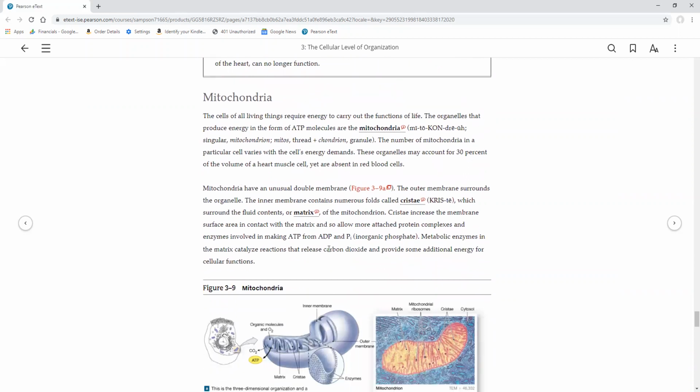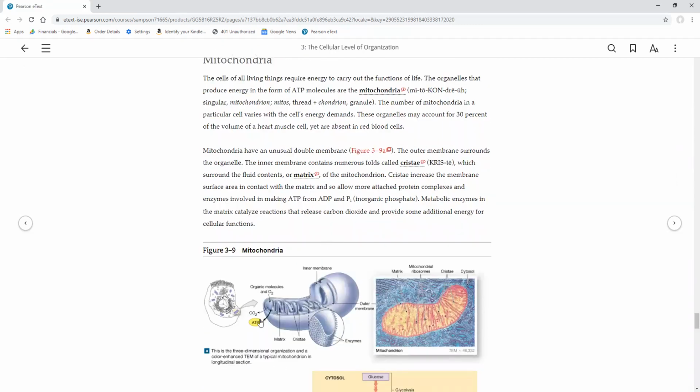Mitochondria. All right. So the cells of all living things require energy. Remember we said before that the mitochondria produces ATP, which is adenosine triphosphate. This has high energy bonds, right? When we break that bond, the energy is then released.